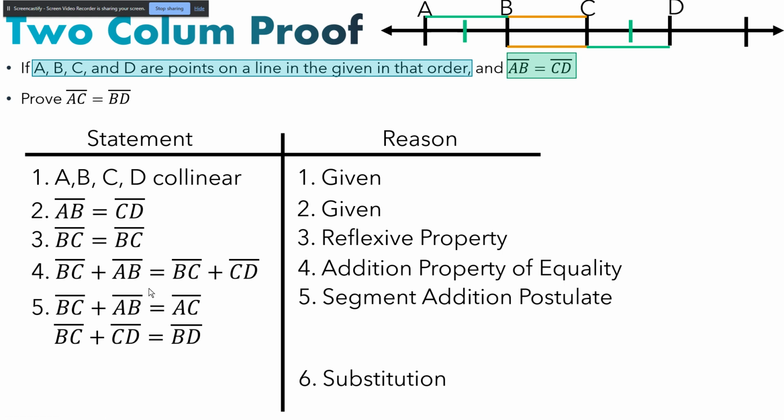The last thing we need to do is use substitution. So if we pull down our line, we can substitute BD for BC plus CD. Then we can substitute right here that BC plus AB, this first part, is AC. So when we substitute that in, we get AC is equal to BD. That is how we're going to be working on the proofs.